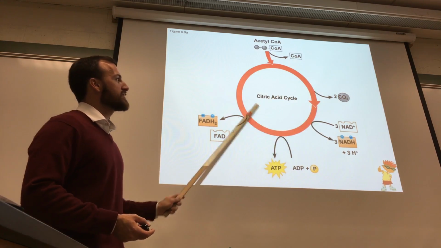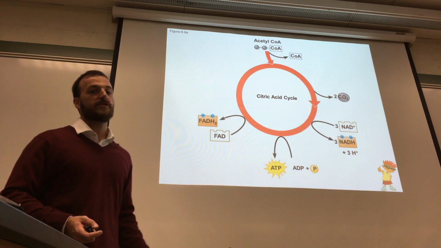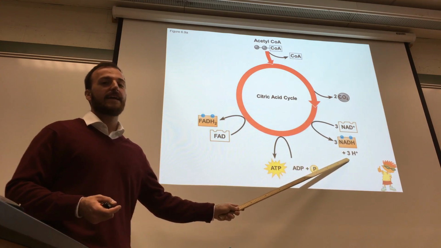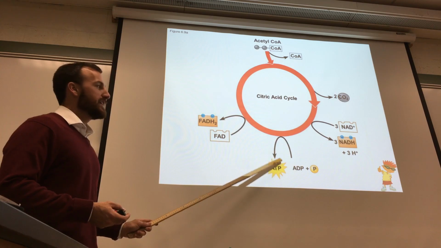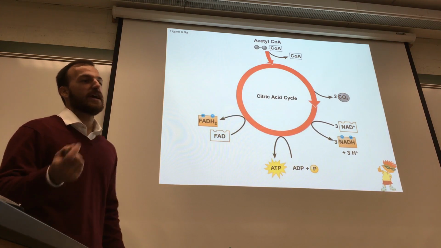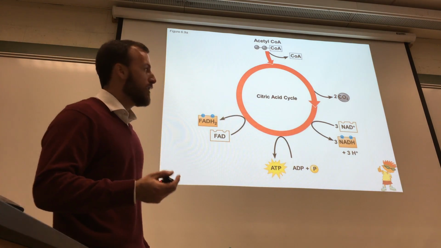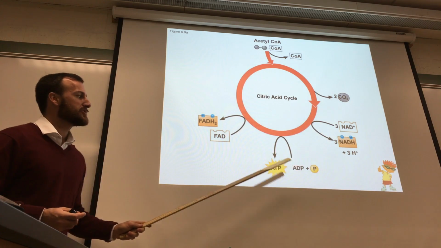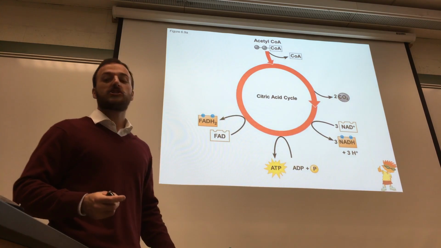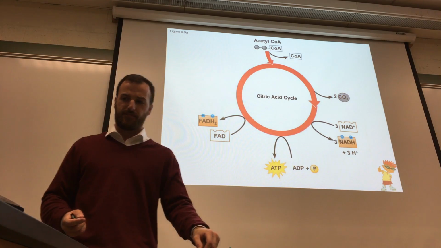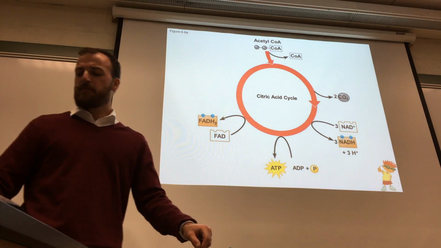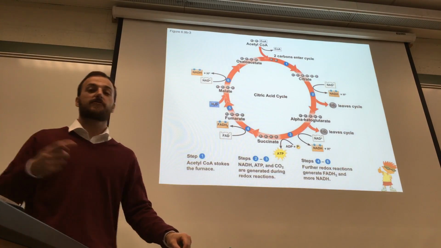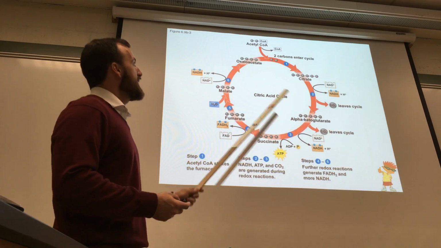Going through the citric acid cycle, we are producing CO2, we are losing more carbon, okay? We're producing 3 NADH, 1 ATP, and 1 FADH2. And if you're doing the math at home, which isn't hard, really this is 4 CO2, 6 NADH, 2 ATP, and 2 FADH2.